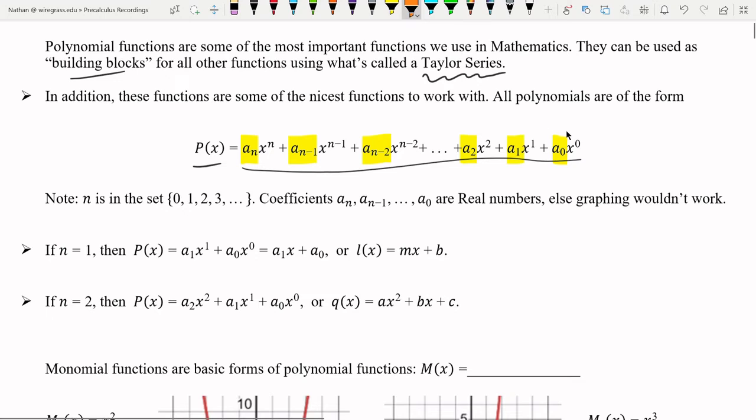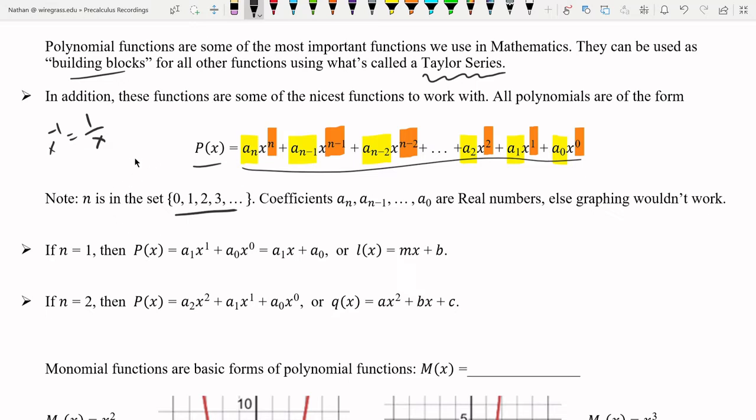Now, the powers, you can see, are 0, 1, 2, all the way on up to n minus 2, n minus 1, and then n. These are all going to be whole numbers, or numbers in the set 0, 1, 2, 3, 4, 5, 6, 7, 8, 9, 10. You'll never see negative numbers for polynomials, and you'll never see decimal numbers. Negative numbers actually give you what are called rational functions. For instance, x to the negative 1 equals 1 over x. This is not a polynomial. If you see that in an expression, it cannot be a polynomial.